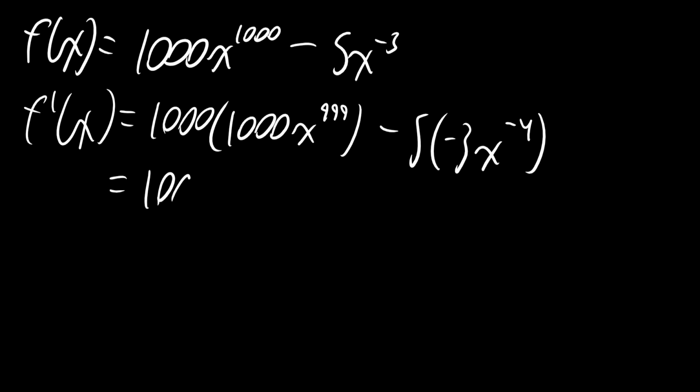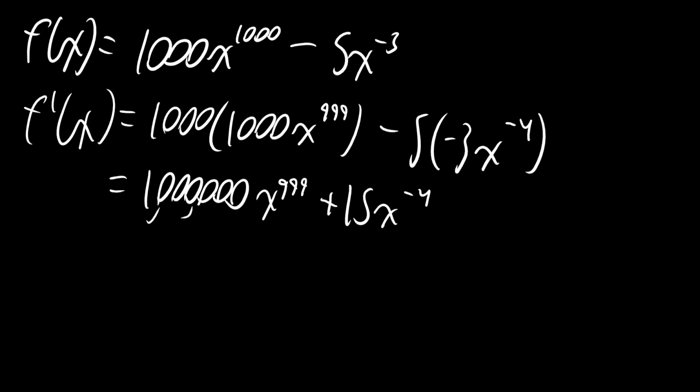This becomes 1,000,000 x to the 999, minus 5 times negative 3 is a plus 15, x to the negative 4. Now, we could rewrite this as 15 over x to the 4, but a general rule is that the form of the original question was x to the negative 3, so we can leave it as x to the negative 4. If I wrote it as minus 5 over x cubed, then I would have to rewrite it in the other form.